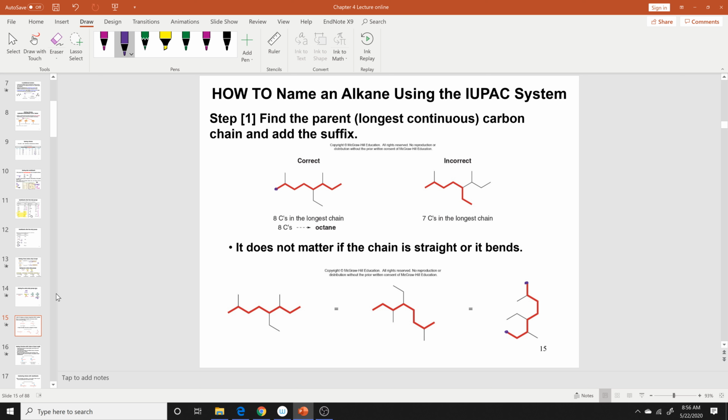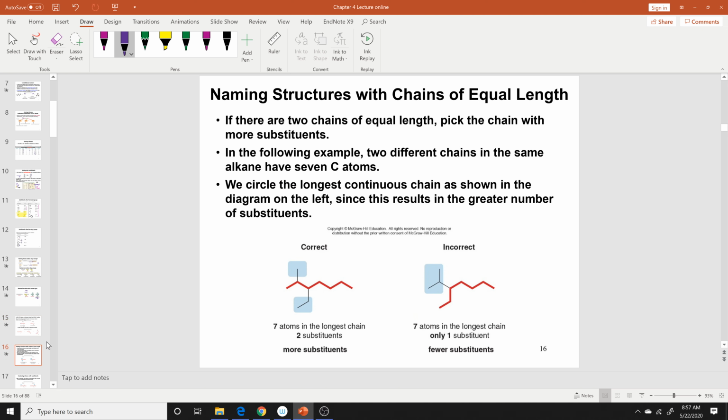These two are the same structure. If I go this way, so going this way here, it's 7 carbons. 8 is more than 7, so this is why I go with the longest carbon chain, put the name. 8 is an oct, and then the ending is ane, so octane. Octane goes at the end of the name. So now I know that my parent name is octane. Now I need to name the substituents in there.